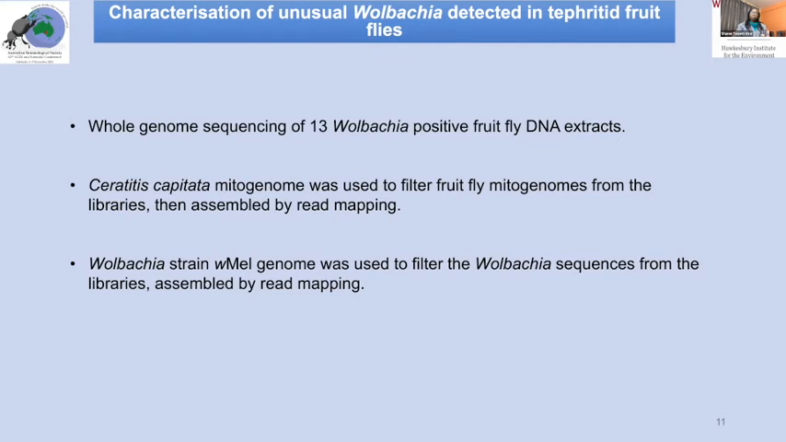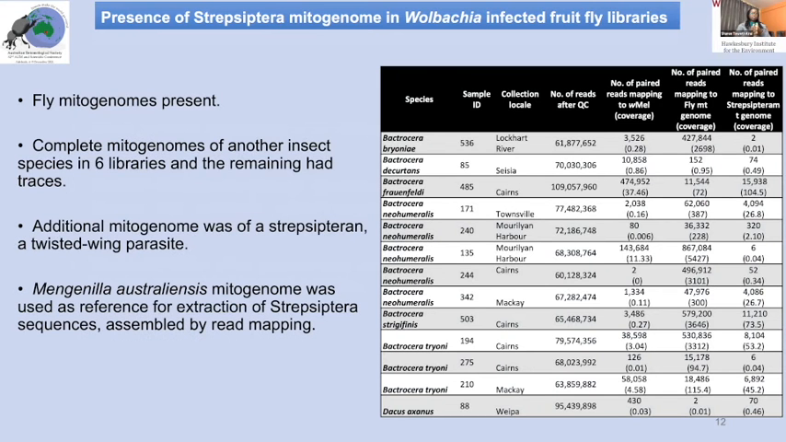After filtering, it was followed by assembly by read mapping. We also checked Wolbachia, and to do this, we used the wMel genome, followed by assembly and read mapping. The results from this first part of the experiment are that yes, our libraries had the expected fly mitogenome.